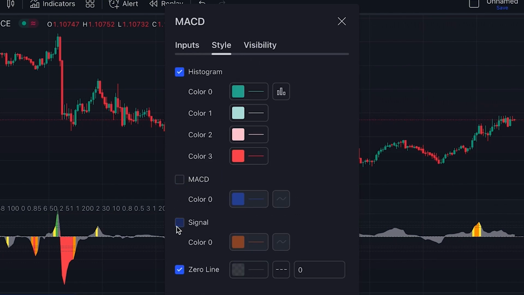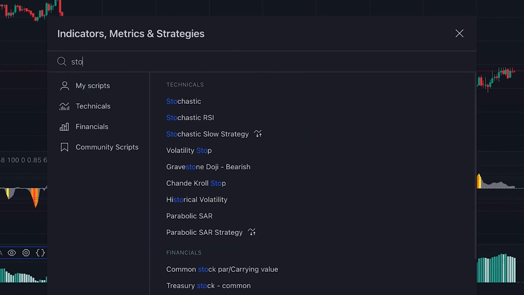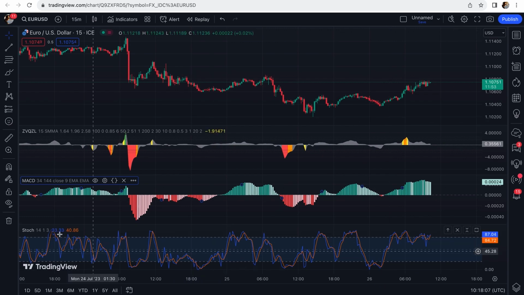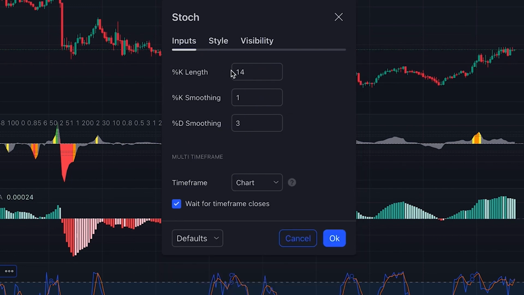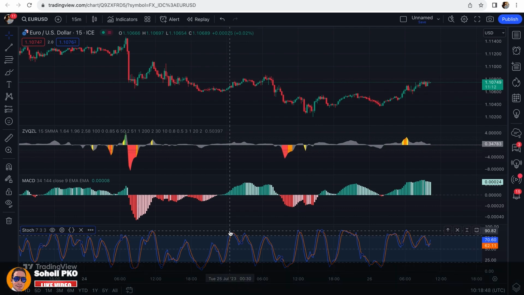and signal line, and then we add another indicator to our chart, which is the stochastic oscillator, this one, and for this indicator we must also change its settings. Here in the inputs tab, for the K% length we set it at 7 and for K% smoothing we set it at 3.